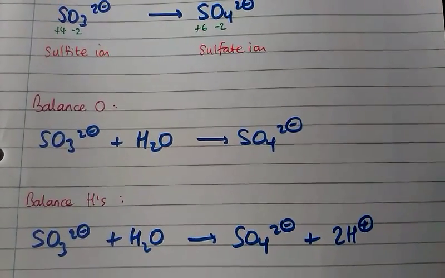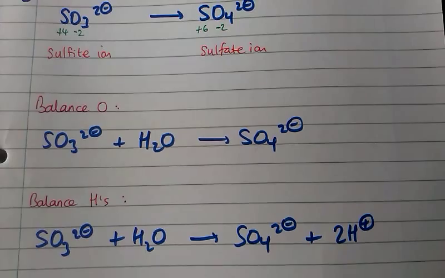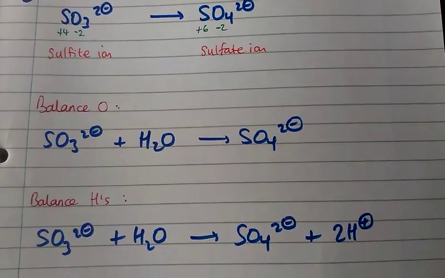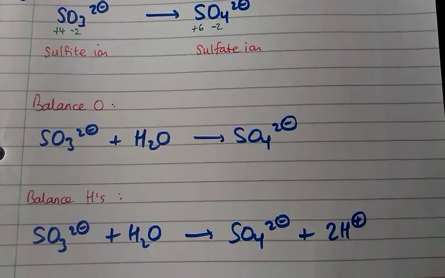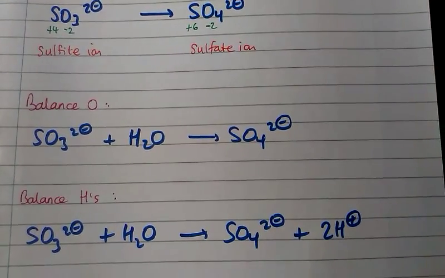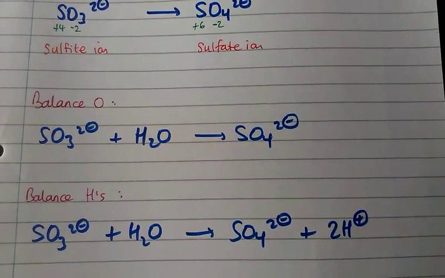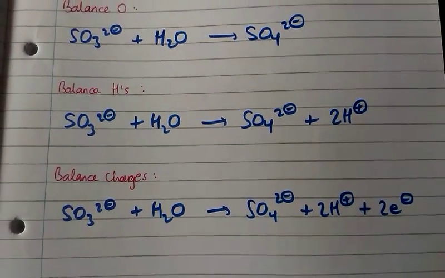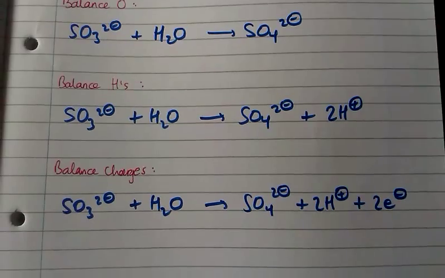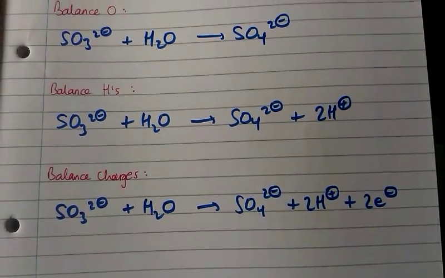And then finally we need to balance the charges again. So on the left hand side the overall charge is -2, and on the right hand side the overall charge is 0, minus 2 plus 2. So on the right hand side we need another 2 electrons to balance the charges, so that's the overall equation.